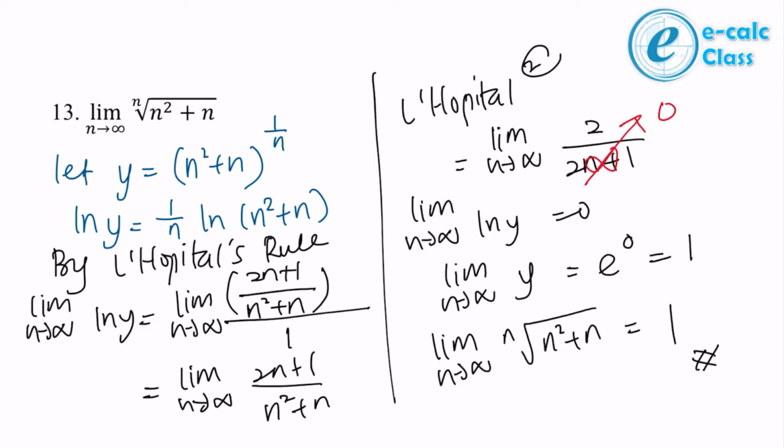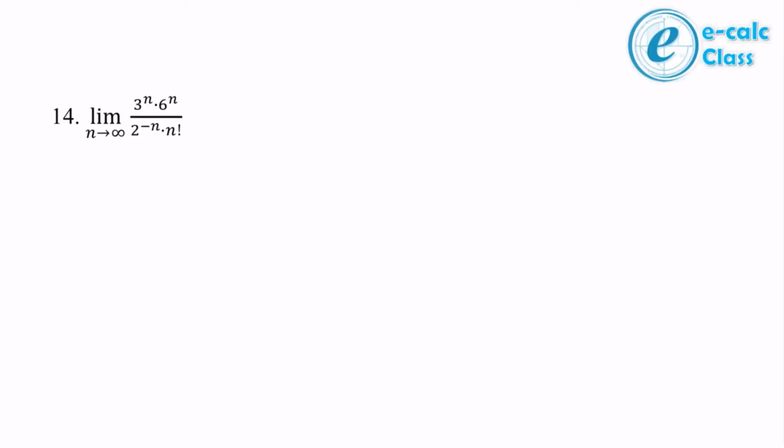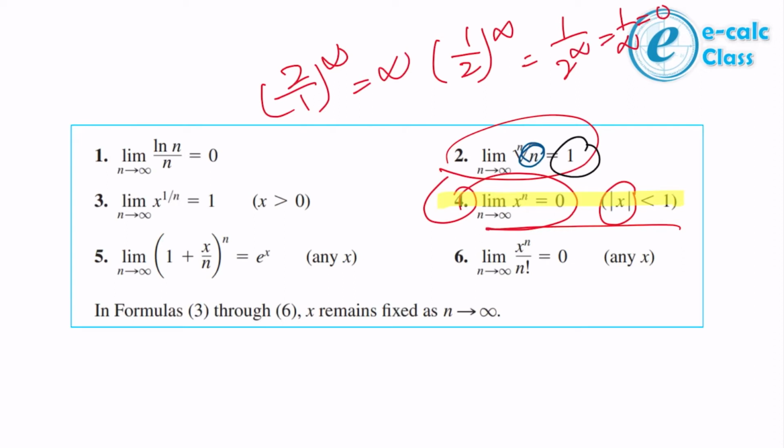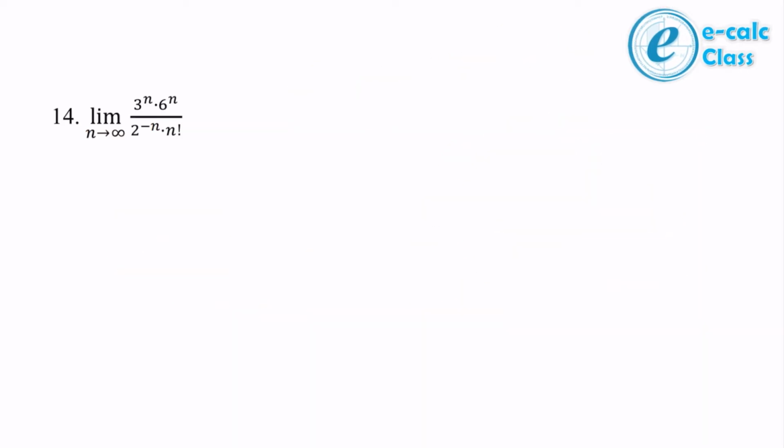Okay? We are almost done. Number 14. Oh, we have a factorial. So definitely, because we don't know how to differentiate factorial, we have no choice but we can only use this table. But the problem is, how do we make it in this form? X to the n over n factorial, any x will do, right?